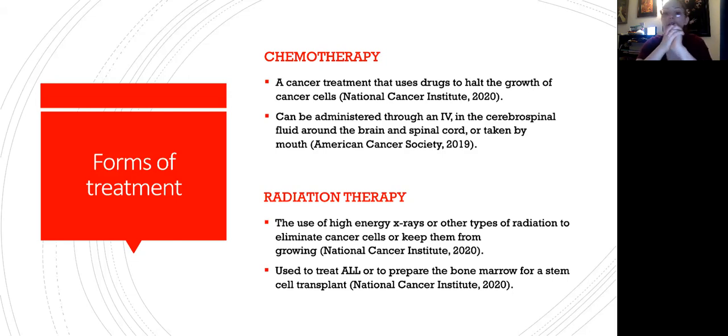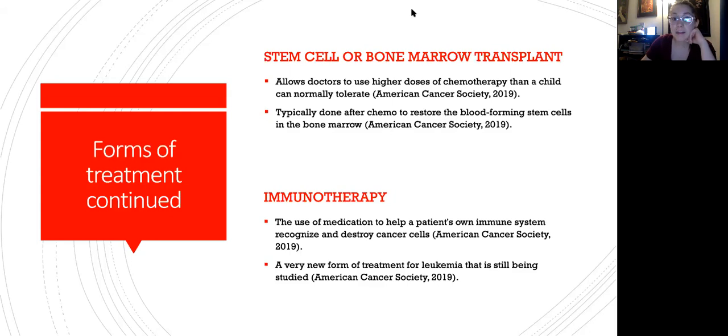Radiation therapy is the use of high energy X-rays or other types of radiation to eliminate cancer cells or to keep them from growing. Another thing that can be done is a stem cell or bone marrow transplant, and this can sometimes be used to help improve the chances of curing leukemia. It usually involves a donor who provides blood forming stem cells, usually a brother or a sister with the same tissue type as the patient.